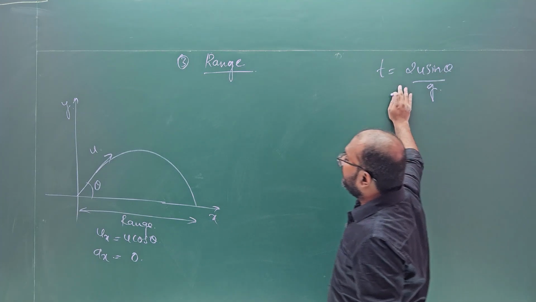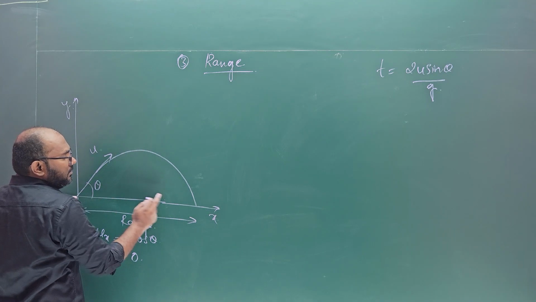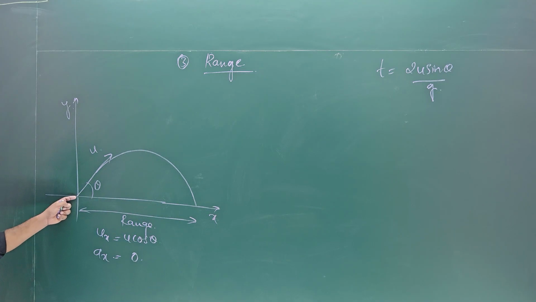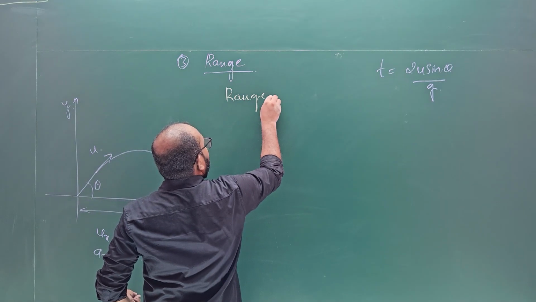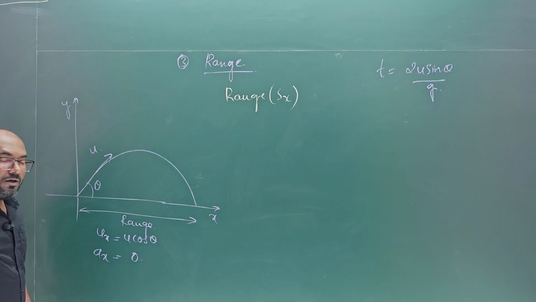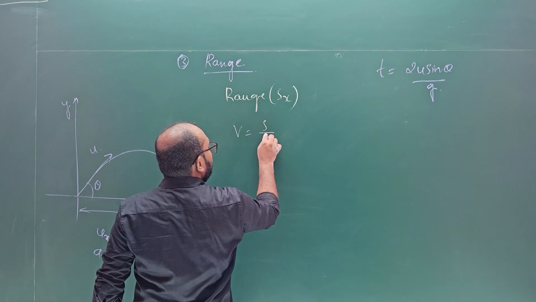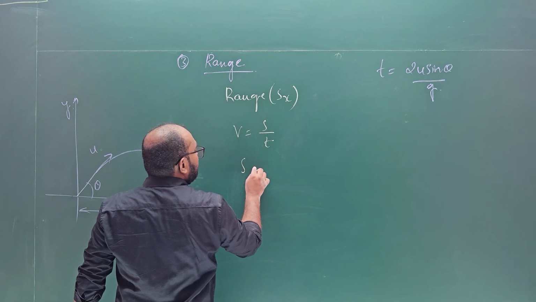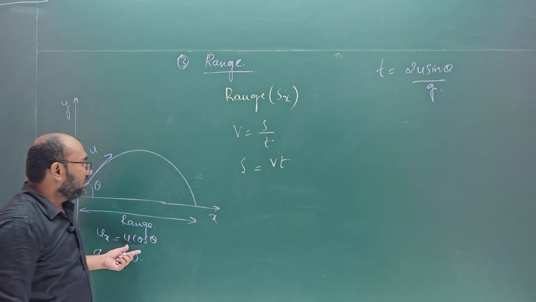Okay, if we know the time period, then if an object is going in the vertical direction or in the horizontal direction, it will take the same time period. Just today we discussed that. Yes or no? That means can I say that range is nothing but your displacement along what? Sx. What is the velocity along Sx? That is u cos theta. If I say velocity is nothing but displacement upon time, then can I say displacement is nothing but v into t? Can I?